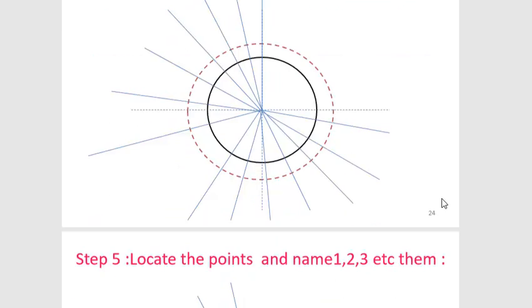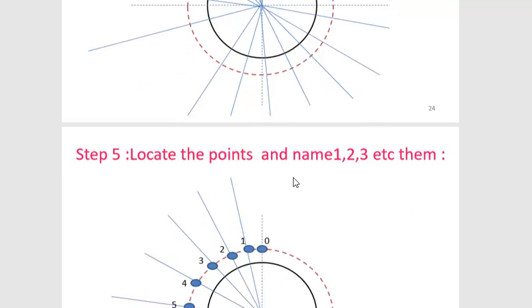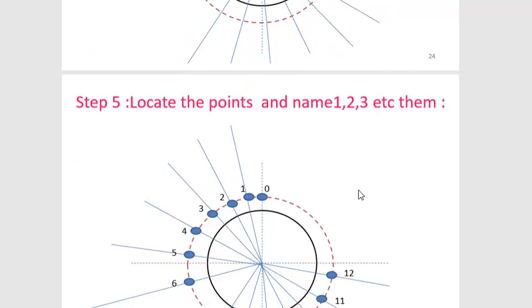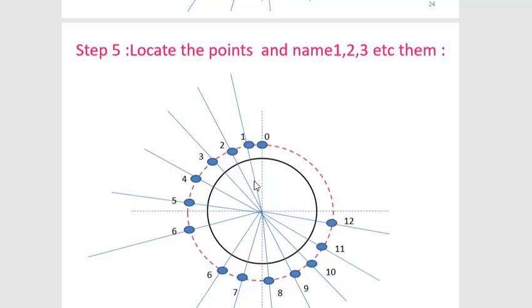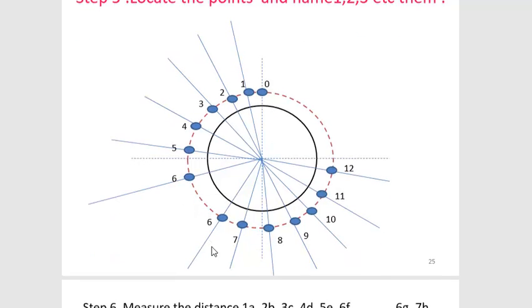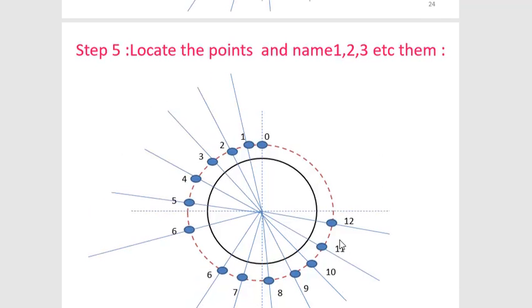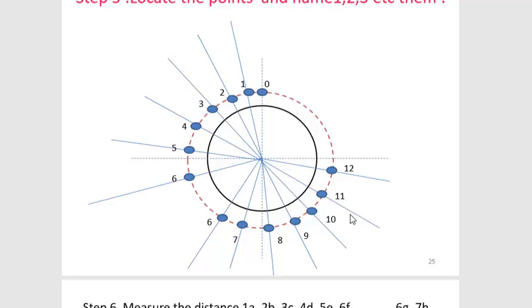Now locate the points and name those points. Wherever these lines touch the prime circle, I will locate those points, that is 0, 1, 2, 3 up to 6, and the same for my return stroke. So this first point becomes 6, 7, 8, 9, 10, 11 and 12. In this way I have divided the forward stroke and return stroke and have given them names.